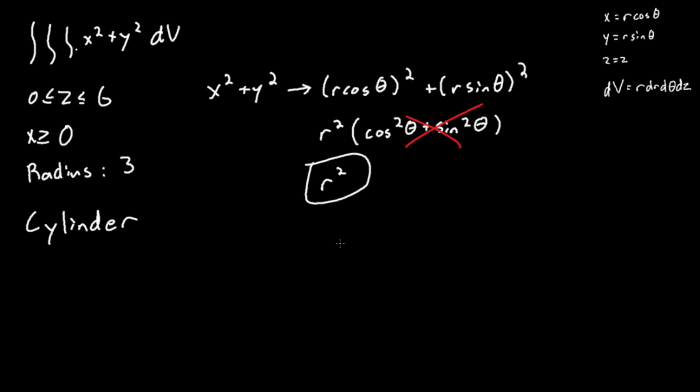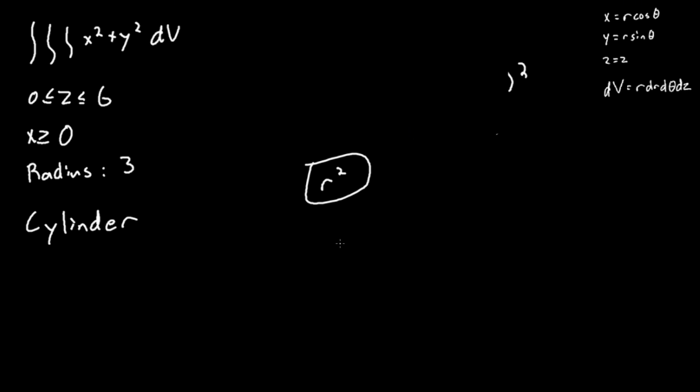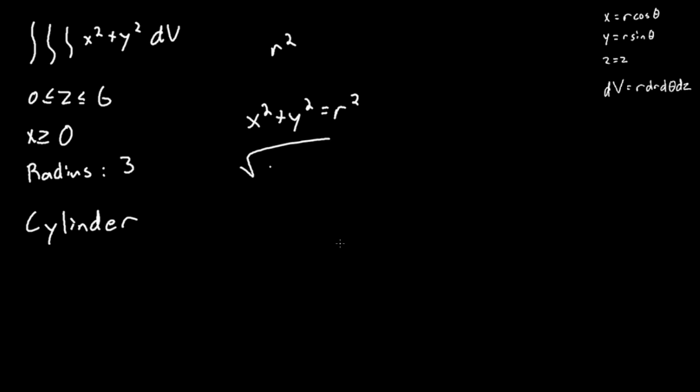So this is our new integrand inside of our triple integral. Just keep that in mind. And it's also an identity that you can use in polar coordinates. x squared plus y squared is always equal to r squared, and the square root of x squared plus y squared is equal to r. So those are two things that you can just memorize, but our new integrand now is r squared.